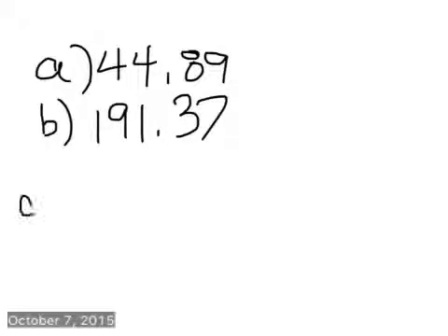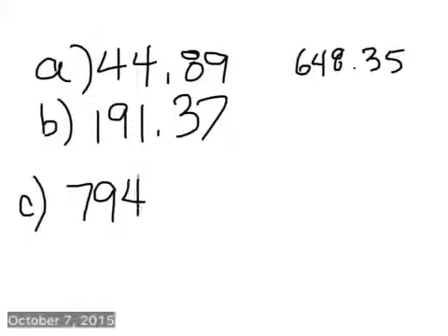Part C, the adjusted balance. The statement balance was $648.35. So I take $648.35, I subtract $44.89, and I add to it $191.37. How much money do I get? $794.83. Thanks, Cody.